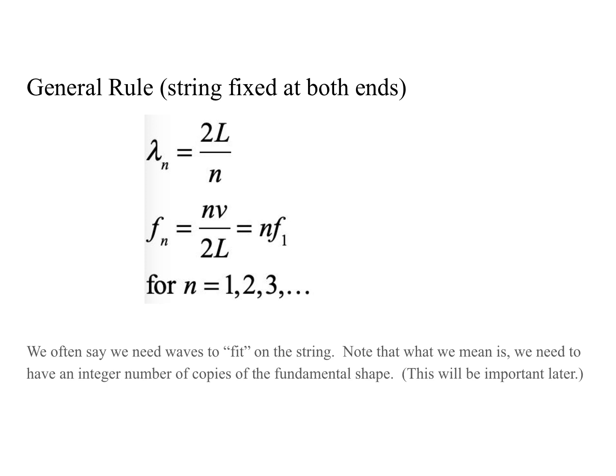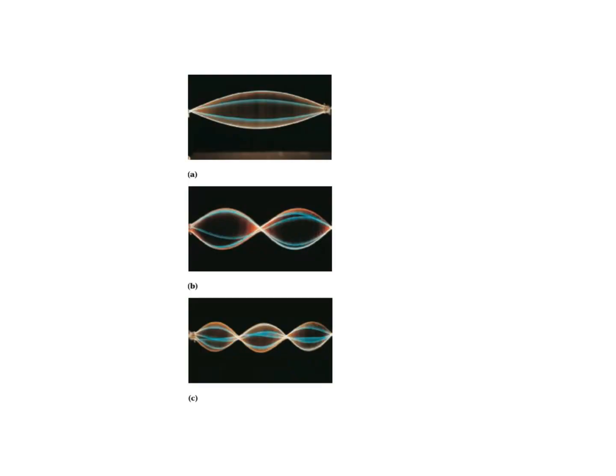We often like to say that we need waves to fit on the string. What we mean here is we need to have an integer multiple of copies of the fundamental shape. This will end up being important later. Here's some nice photographs of the first three harmonics, the fundamental, n equals 2, n equals 3. Notice that for strings fixed at both ends, it's pretty easy to count off how many, because we just say how many antinodes do we have.